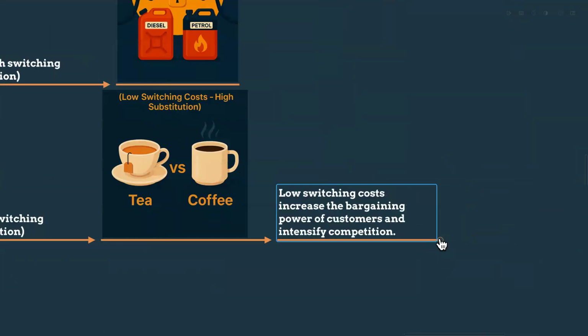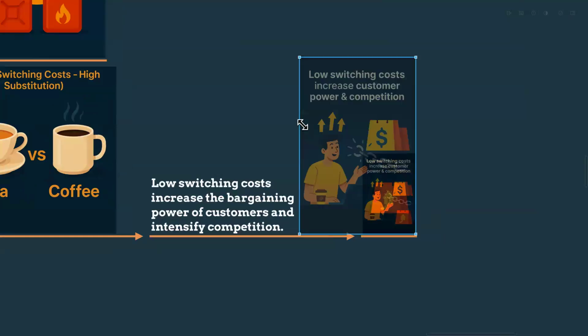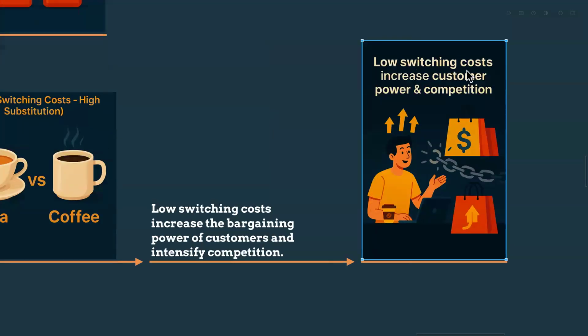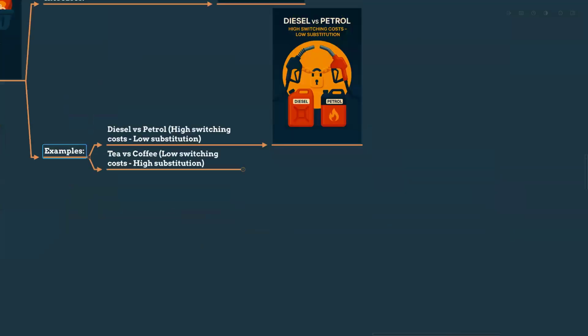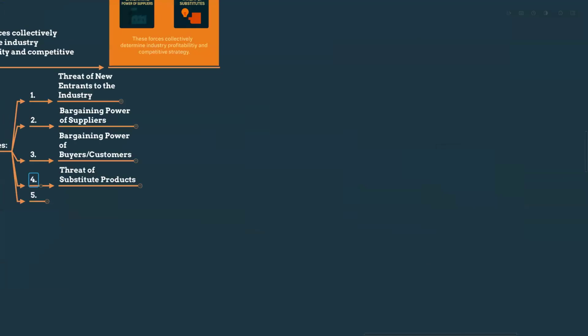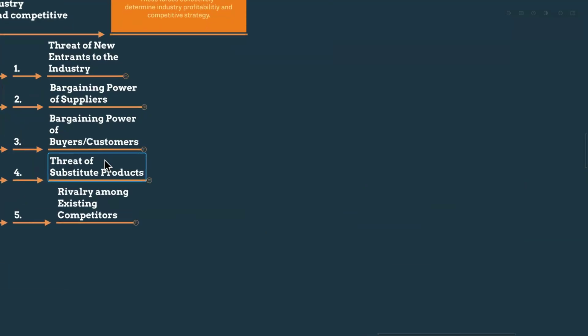So low switching cost increases the bargaining power of customers because you don't have the choice. They have the power, right? So low switching cost increases the customer power, and it also increases the competition, right? So that's all about the fourth threat, substitute products. What substitute product threat means, my dears, is how easily customers can switch to different products that serve the same need.